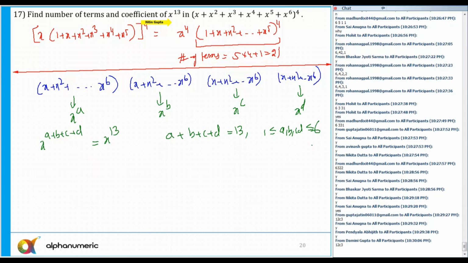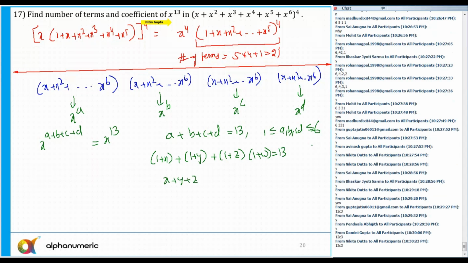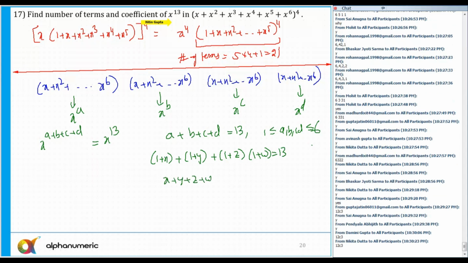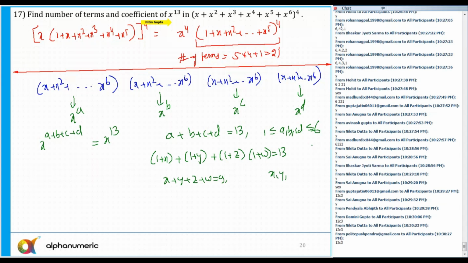Okay. Now the minimum value is 1. So A I can write as 1 plus x, B is equal to 1 plus y, C is equal to 1 plus z, and D is equal to 1 plus w, which is equal to 13. So I'll get x plus y plus z plus w equal to 9, whereas the values of x, y, z, and w all lie in the range 0 to 5. Any doubts to anyone? Please tell me now.